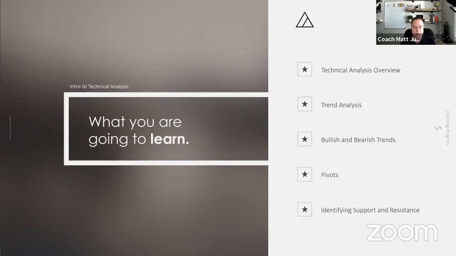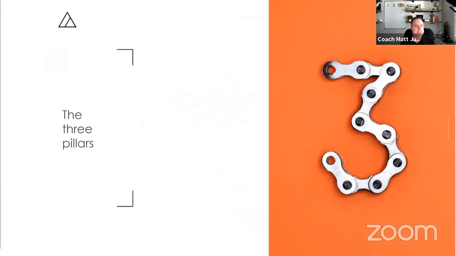Yes, I geek out on economic analysis. Anybody who watches the halftime report knows how much I geek out on economic and central bank analysis, monetary policy, fiscal policy, but it's technical analysis that really is the glue that brings everything together. And so what is technical analysis, and what are those three pillars that we as technicians believe in above all things.